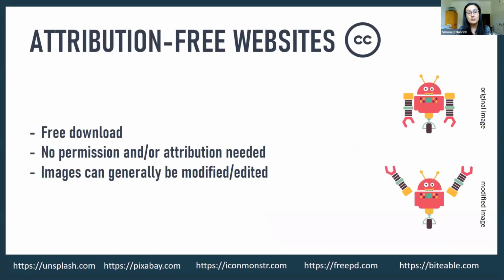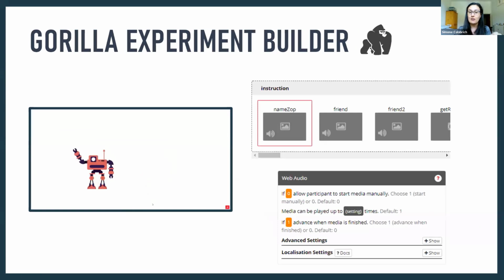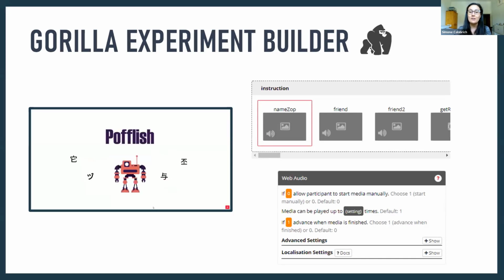So we primarily used attribution-free websites to select pictures, short animations, and also sound effects for our tasks. And some of these websites even allow us to modify the stimuli and adapt them to suit the purposes of our task. So we creatively used the screens and also the audio zones in Gorilla to generate a stop motion-like animation in order to demonstrate how the experimental task was supposed to be done.